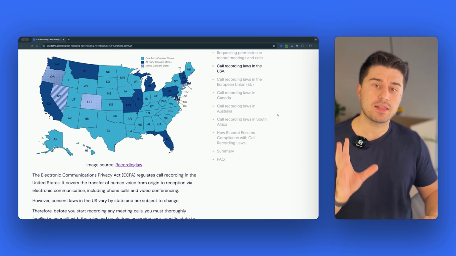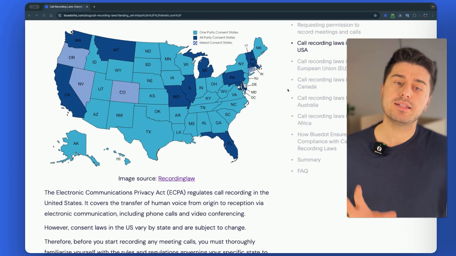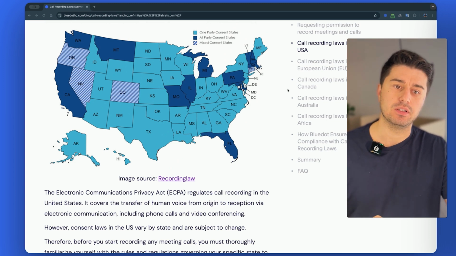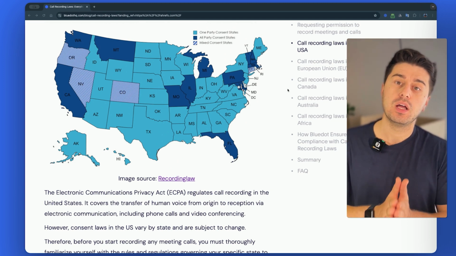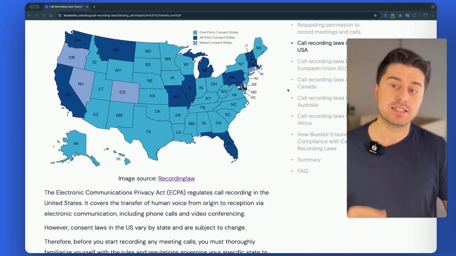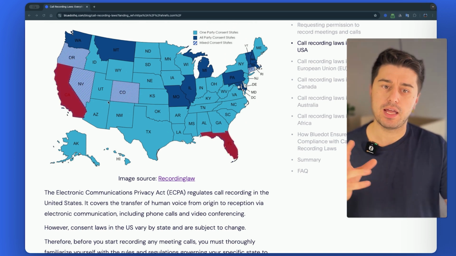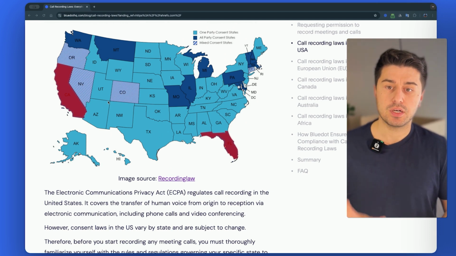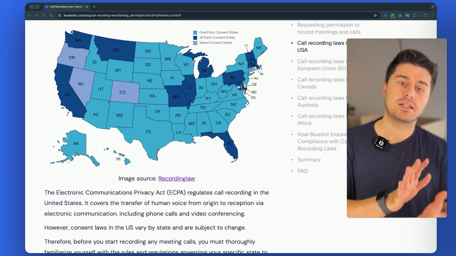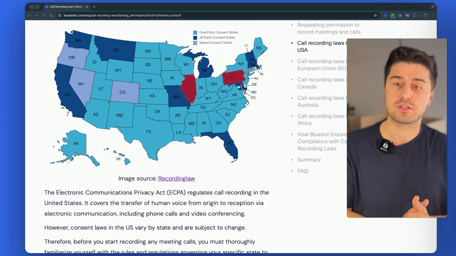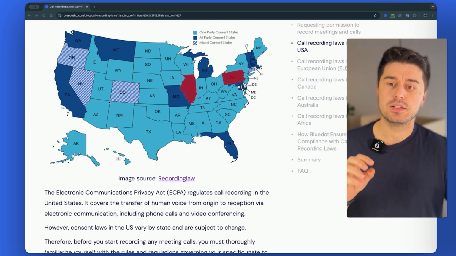First, we're going to take a look at the US. In the US, there is a Wiretap Act which allows one-party consent on a federal level. That means that you can record a call if only one person consents, which is you. However, in some states like California and Florida, they require all-party consent. And you have to make sure when you start the recording that you are in the right state. There are also mixed consent states like Illinois and Pennsylvania where the rules are stricter. So it's essential to check the local laws.